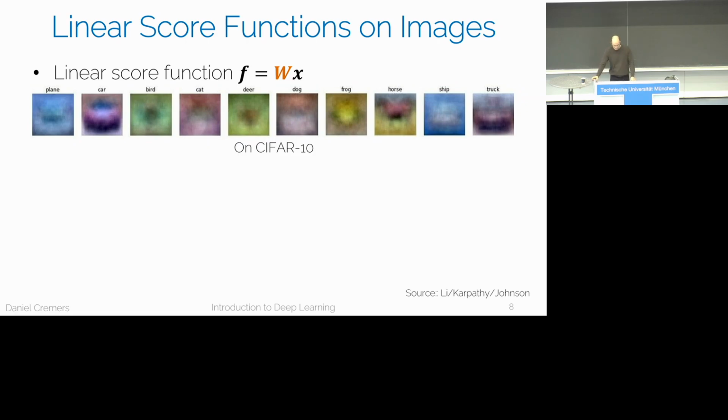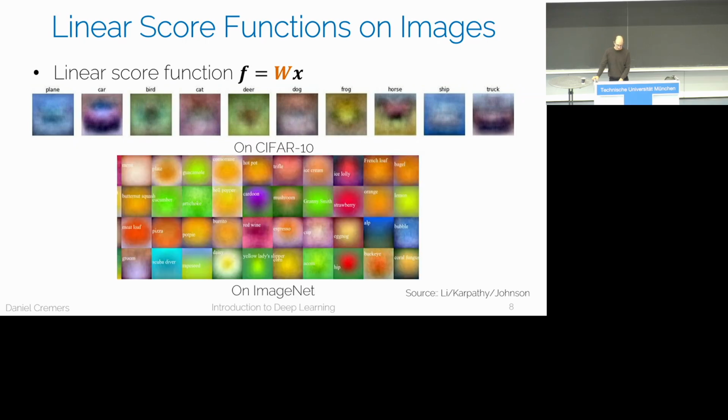This is all nice, and it shows there is something we can get out of training, even a linear model on classification. But this starts to break down once you take bigger and more complex data sets. So this is a bigger one. It's called ImageNet, one of the most well-known data sets in computer vision.